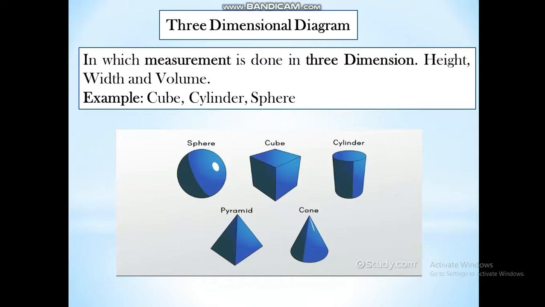The three dimensional diagram we measure in three dimensions, that is height, width and volume. Examples are cube, cylinder and sphere.